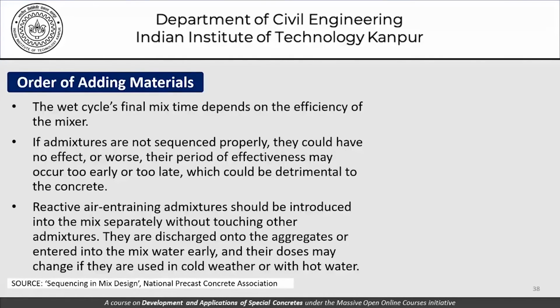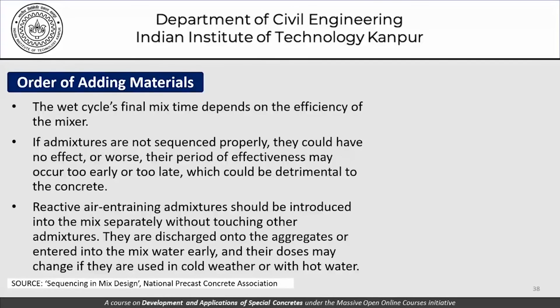Reactive air entraining admixtures should be introduced into the mix separately without touching other admixtures. They are discharged onto the aggregates or entered into the mixing water early, and their doses may change if they are used in cold weather or with hot water. So even though we keep saying that the admixtures should be dosed in an aqueous state along with water, if the amount of water is significant, that should be properly accounted for in terms of its adjustment with respect to the total water that is supposed to be added to the concrete. At the same time, it's not as simple as just adding that admixture to the water. We must be sure that the temperature of water is such that the addition of the admixture will still be as effective as the designer had meant it to be.